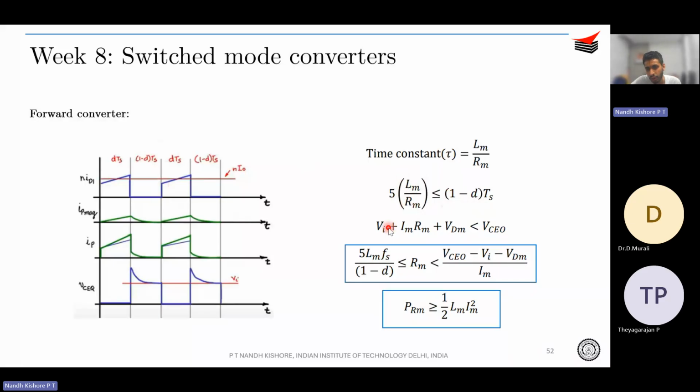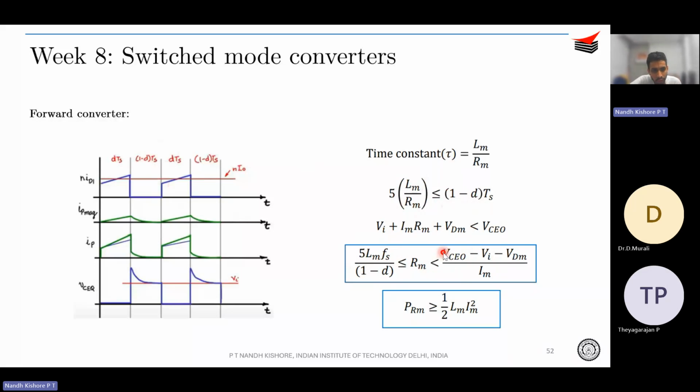And secondly, you should also choose the device so that the device rating is not exceeded, right? So this is just based on the KVL expression. So this gives you the limit of Rm within which you can choose. Okay, within which you need to choose.